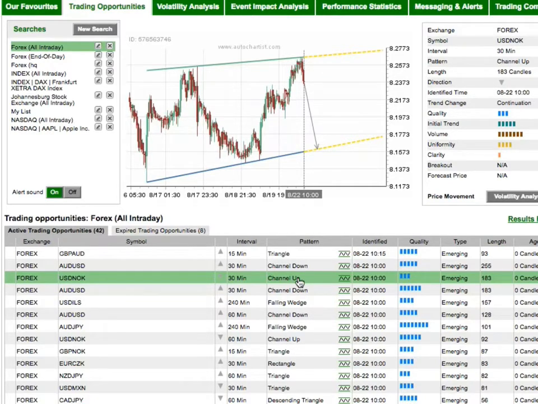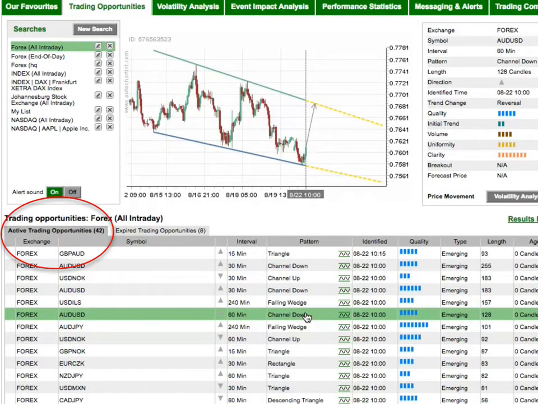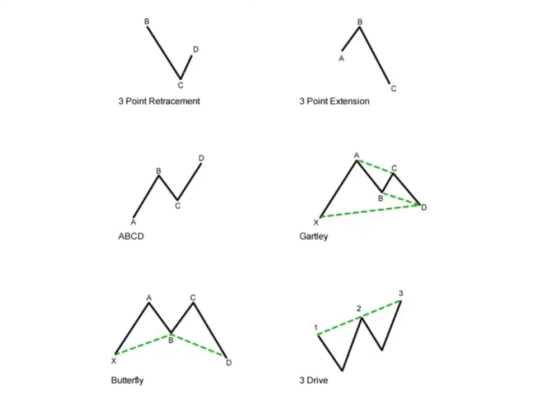Another thing to take note of is that whenever you find an emerging pattern here in the Active Trading Opportunities section, you can assume it is still tradable. That's the purpose of this tab, that we only show tradable opportunities here. Let's take a look now at emerging Fibonacci patterns.